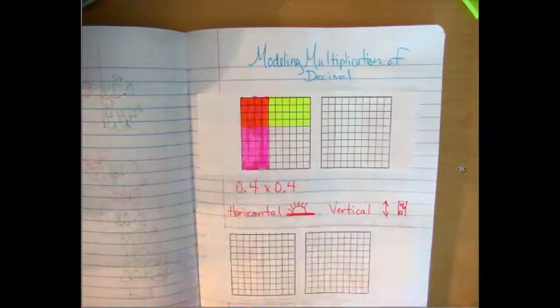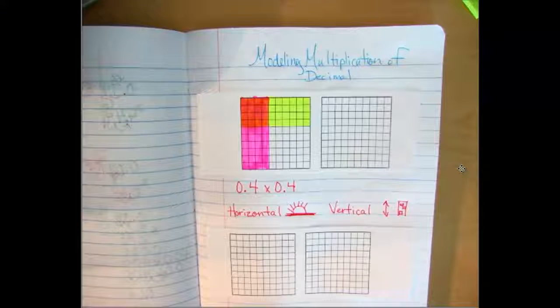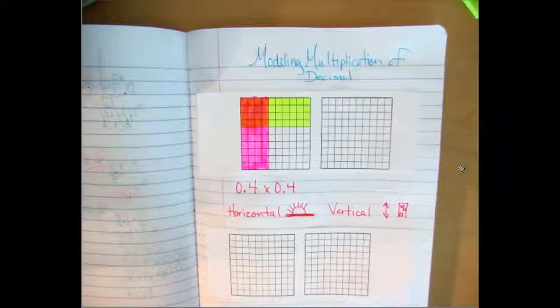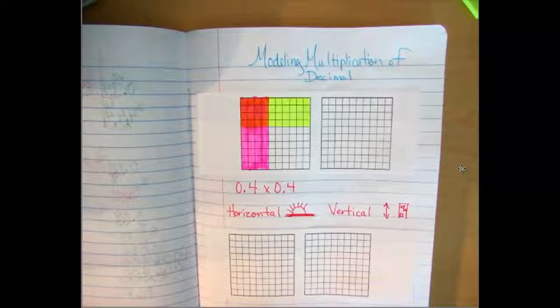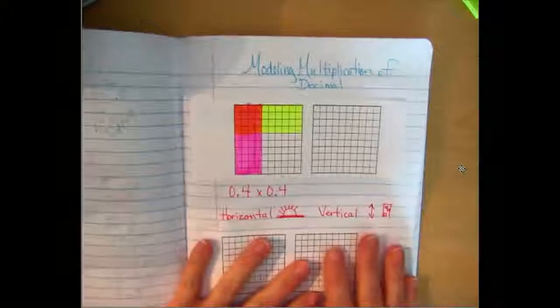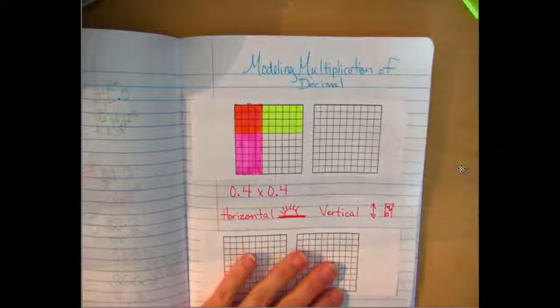How many little boxes are orange in that corner now? Eva? 16. What's 4 times 4? 16. 4/10 of 4/10 is 16/100. That's the answer. Whatever you overlap, the shaded on shaded corner is always going to be your answer on these problems. Okay? Let's do one more for practice and then I'll let you do it independently.